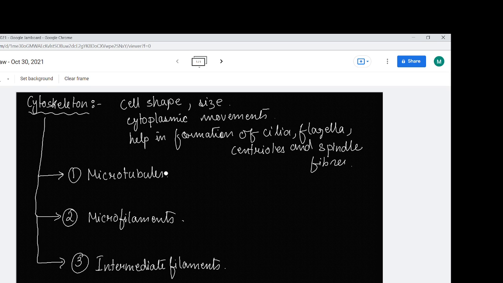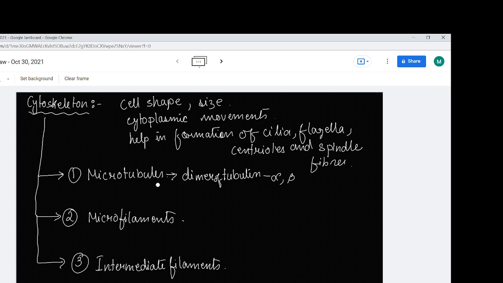Now the microtubules, they are composed of tubulin proteins. These tubulin proteins, they will be in the form of dimers. That means two different monomers will be present of tubulin molecule. So dimer of tubulin. So alpha and beta. There are two dimers, alpha and beta. And if we draw it, how it will look?